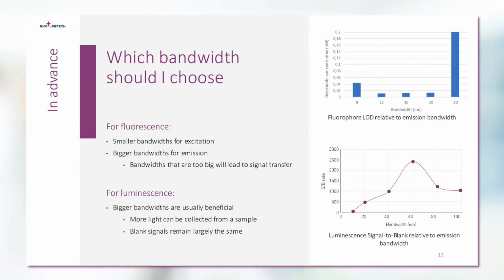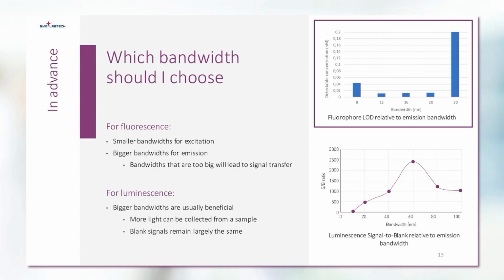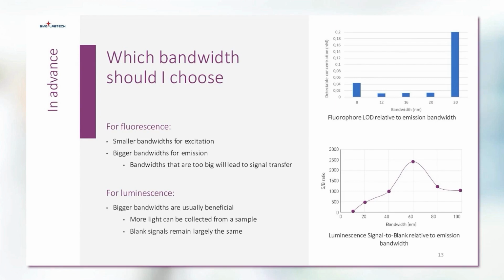You can see this in the graph to the upper right. Here we plotted the minimal detectable fluorophore concentration against different emission bandwidths. Low concentrations mean high sensitivity in this case. Bandwidths between 12 and 20 nanometers gave the lowest detectable concentrations, while a bandwidth of 30 nanometers resulted in a significant loss of sensitivity. In this case, we have a signal spill over due to the higher bandwidth.